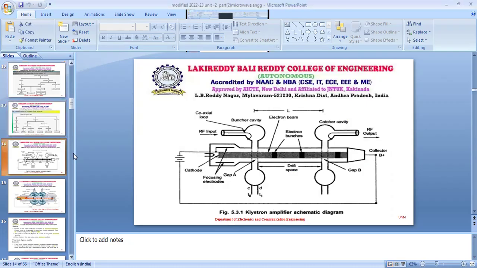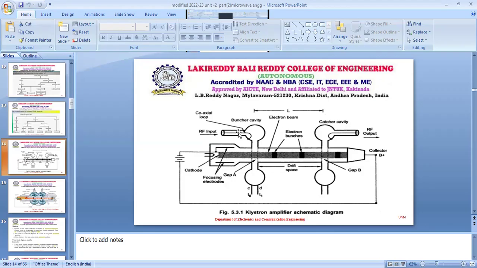So here, this is the two cavity klystron amplifier schematic diagram. First, we start with a cathode, and a filament is there, which is heated. Because of this filament heating, the cathode will emit electrons with the principle of thermionic emission, and a negative voltage is applied to the cathode. These emitted electrons are focused by the focusing electrodes, and they are focused towards the catcher cavity.